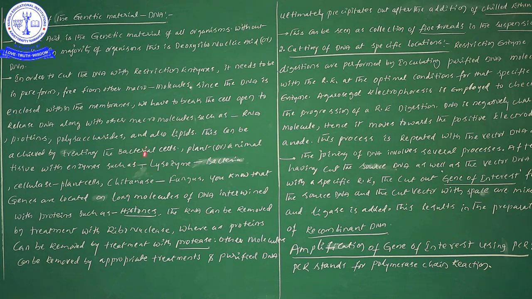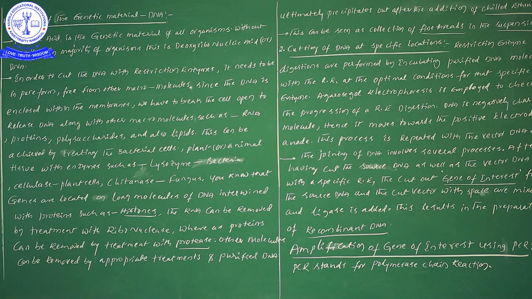Bacterial cells are digested by the lysozyme enzyme. Cellulase will be used for the breakdown of the plant cell wall, and chitinase will be used for the breaking of the fungal cell wall. One more time: lysozyme enzyme for breaking the bacterial cell wall, cellulase enzyme for breaking the plant cell wall, and chitinase enzyme for breaking the fungal cell wall.